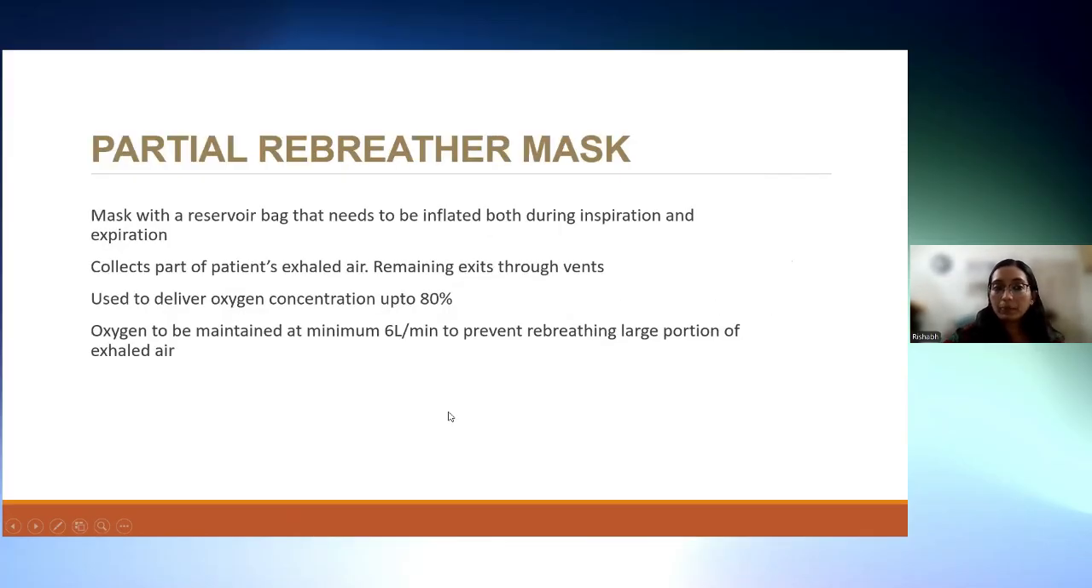A partial rebreather mask is something which has a reservoir bag that needs to be inflated both during inspiration and expiration, and it collects part of the patient's exhaled air, and the remaining exits through the vent. I'll show you the diagram also. It can deliver oxygen concentration of up to 80%, where the flow at least has to be 6 liters per minute to prevent any rebreathing.